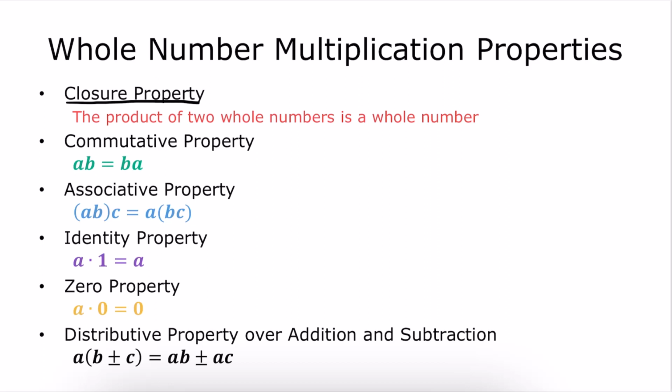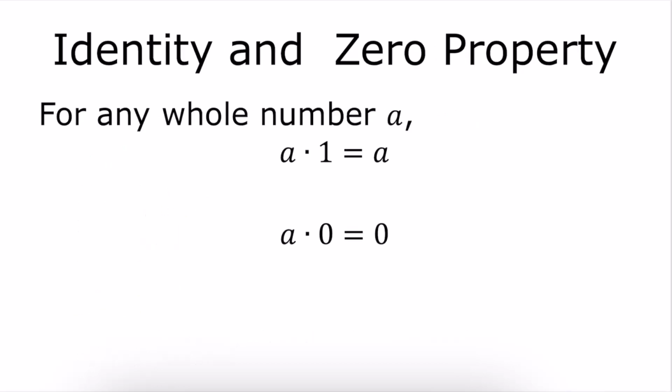And then we also have a bunch of other properties. We have the commutative property, associative, identity, zero, and the distributive property. So I'm going to go through each one of these properties and show you guys visually why this property works. So for the identity property and the zero property, we can think about this and we can say, okay, for any whole number, a times 1 equals a, and a times 0 equals 0.